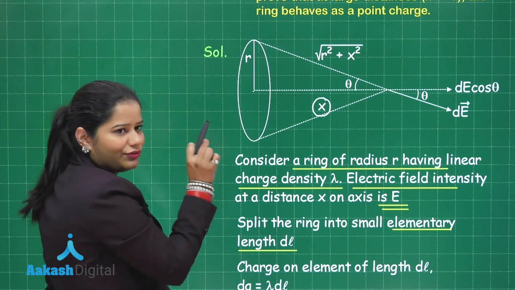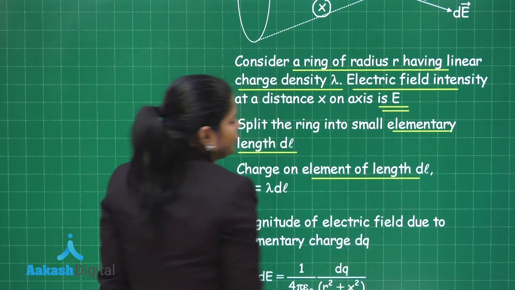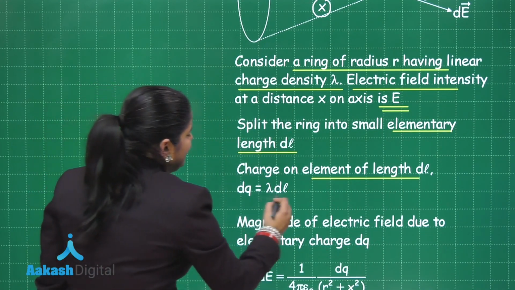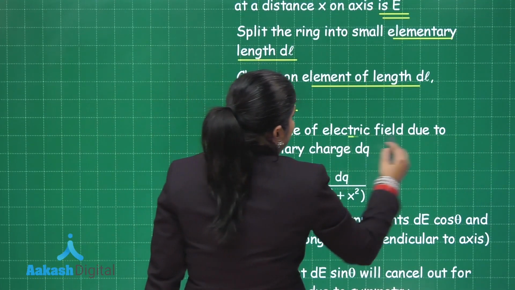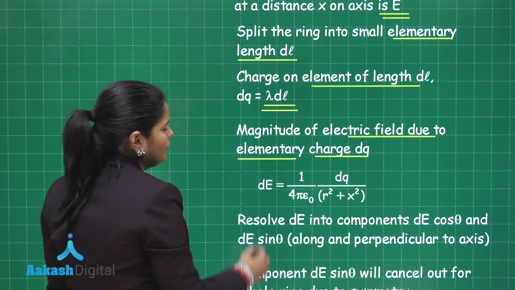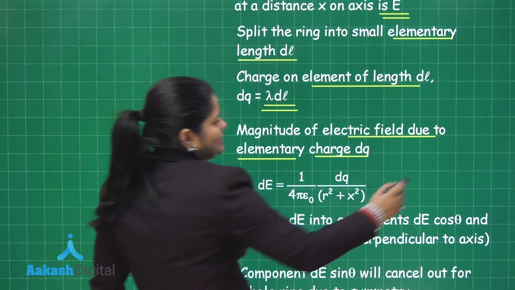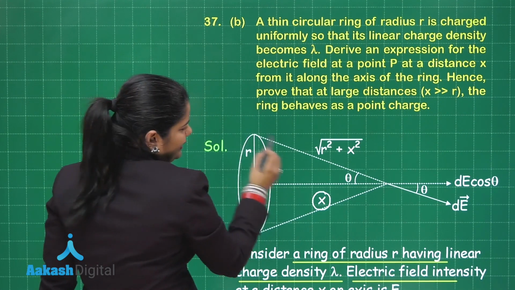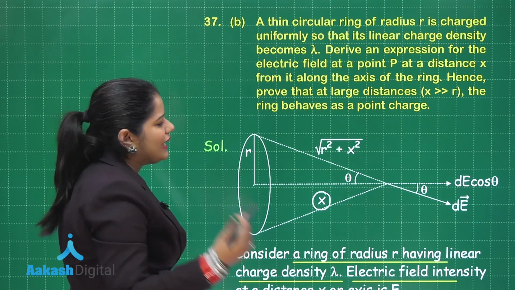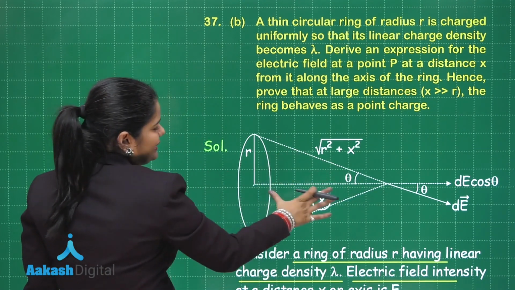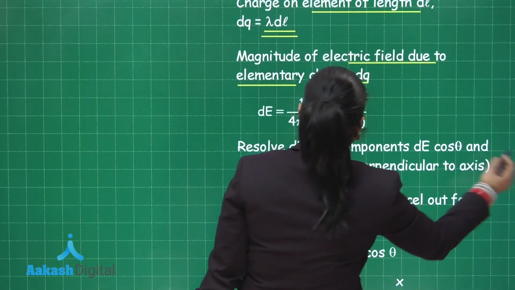So we will be taking up the part of the ring, okay, of length dl. Now the charge on that part of the ring or that length is going to be lambda into dl. Now if we talk about the magnitude of the electric field due to that elementary charge dq, that is going to be 1 upon 4 pi epsilon naught dq divided by the distance of that point from the point where we are going to calculate the electric field intensity. So this distance is going to be, this is x, this is r, so this is square root of r square plus x square. Okay, so this is what we have done here.